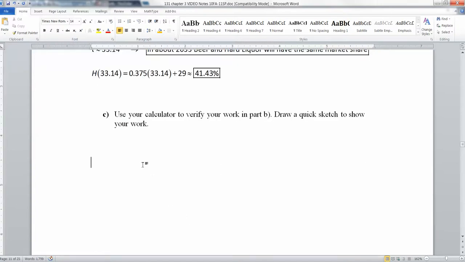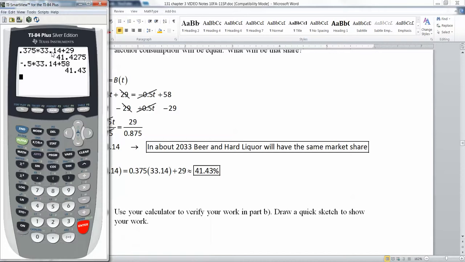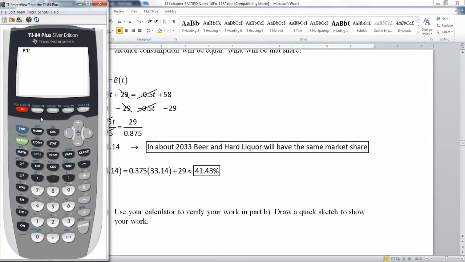Alrighty, then it says to use your calculator to verify your work. Well, they don't mean do what I just did, which is substitute. That's not what they mean. They mean to put in those equations. So you go to y equals, you clear out your old stuff, and you type in the new. So you'd say, okay, hard liquor is 0.375x plus 29. Enter. And then for beer, it's negative 0.5x plus 58.